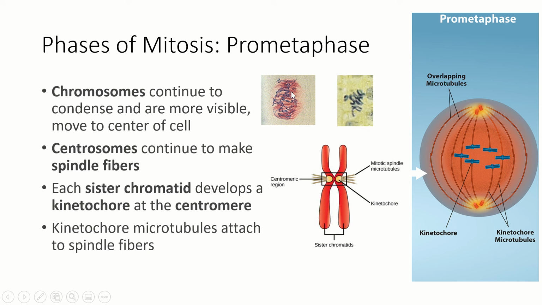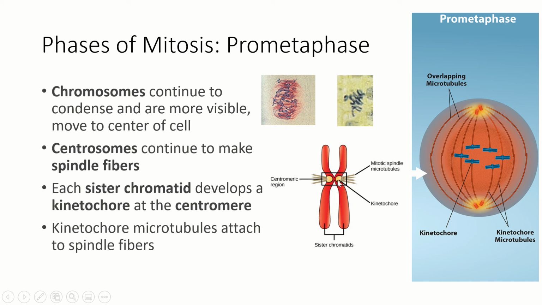All right. At prometaphase, the chromosomes continue to condense, and now they're really, really visible, really, really distinct. Okay, especially in the animal cells, but also in the plant cells, we can see very, very distinct individual chromosomes. The centrosomes move all the way to the end of the cells, and they keep making these spindle fibers. These spindle fibers are going to go all the way to the chromosomes, and then some of them are going to just overlap with others that are not connected to chromosomes.